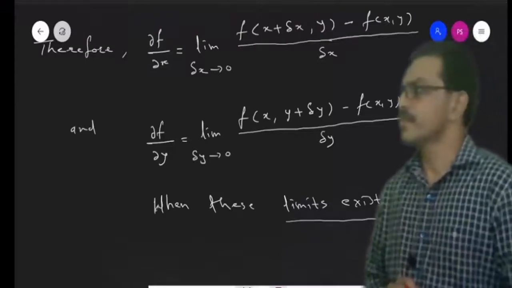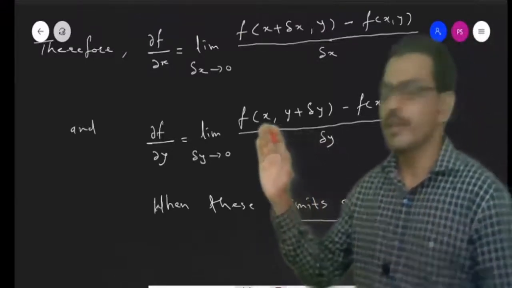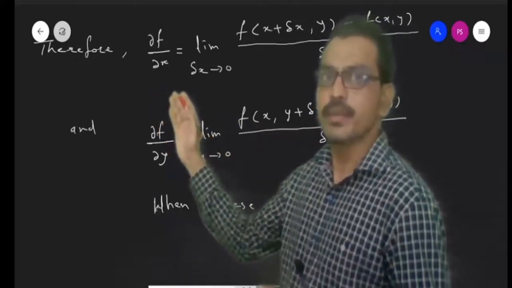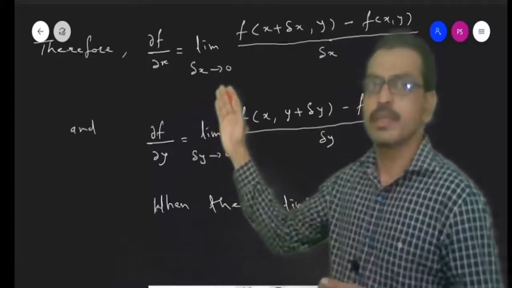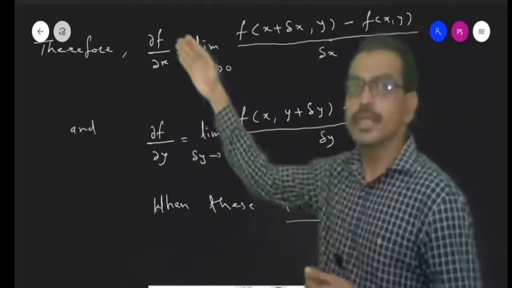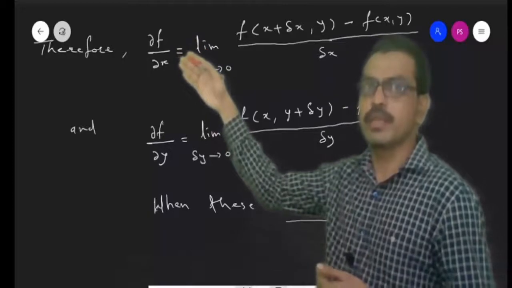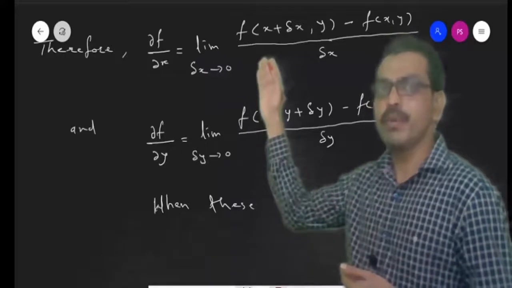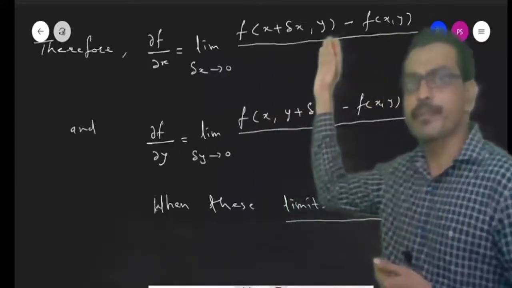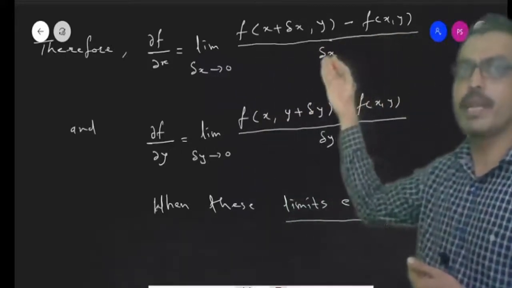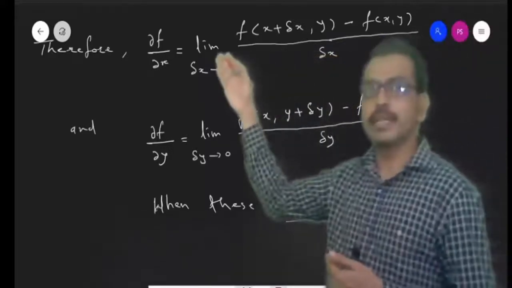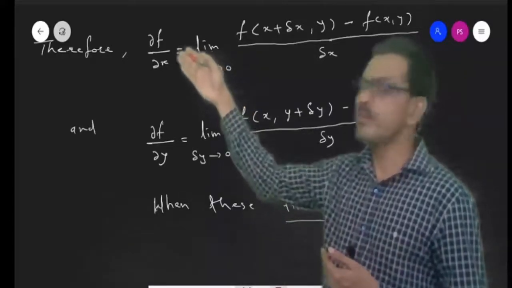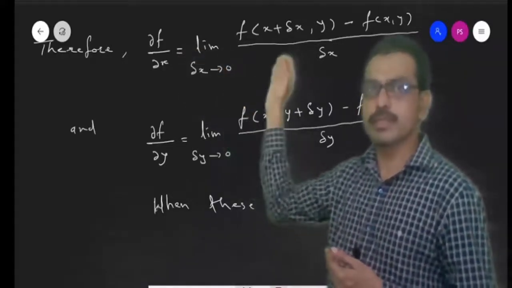See here, the partial derivative of the function f of x y, that is del f upon del x, is equal to the limit of f of x plus delta x comma y minus f of x y divided by delta x as delta x tends to 0, keeping y constant.